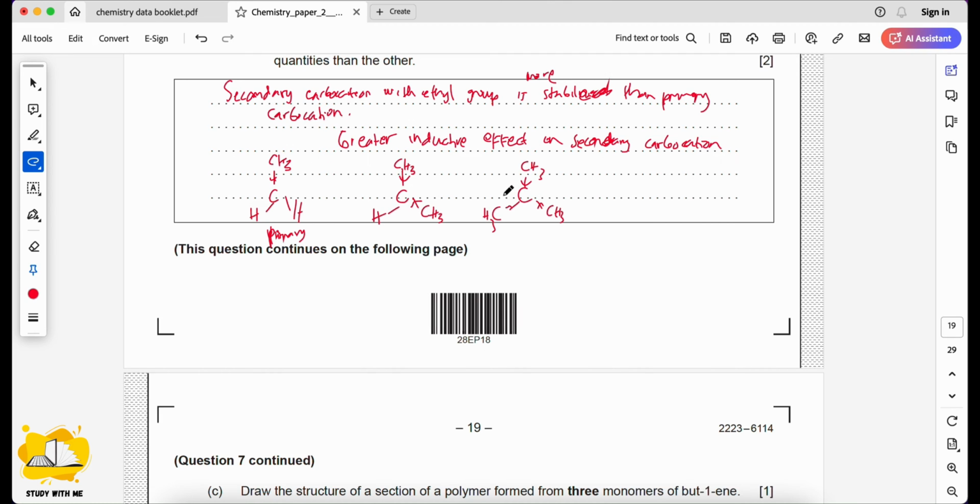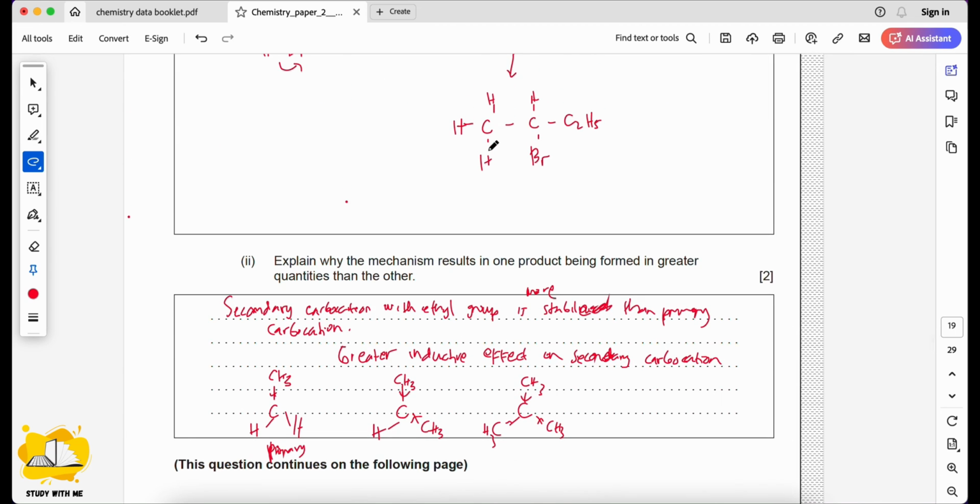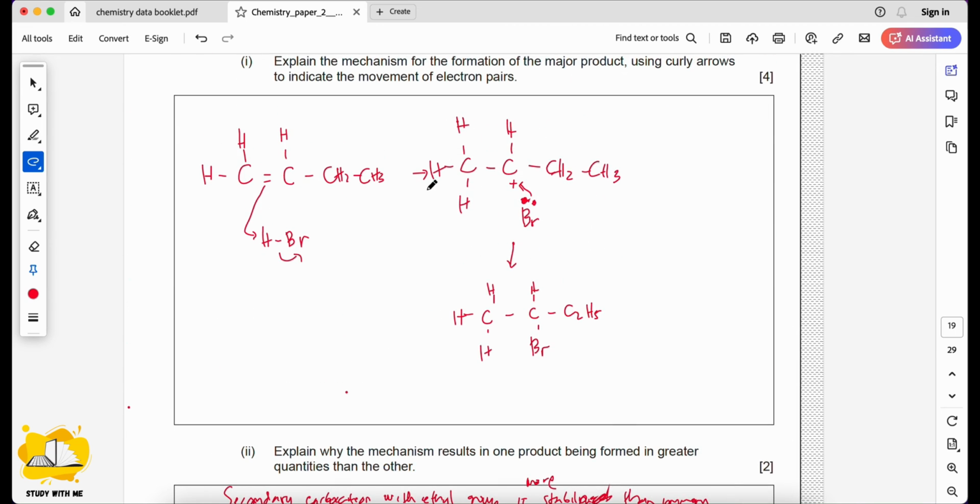Okay, so it has more alkyl groups attached, exerting a stronger electron donating inductive effect, further stabilizing the positive charge. The inductive effect is the influence of nearby atoms or groups on the electron density of a molecule, like donating electrons. So it will affect stability and reactivity. That's why the secondary carbocation with ethyl group is more stable than the primary carbocation. As you can see, this one is a secondary carbocation.